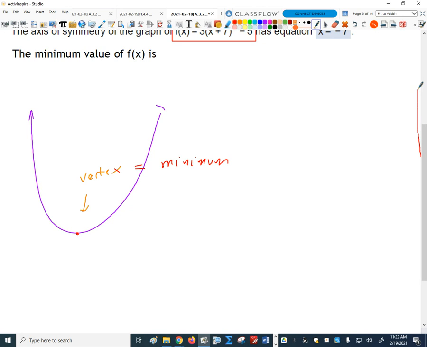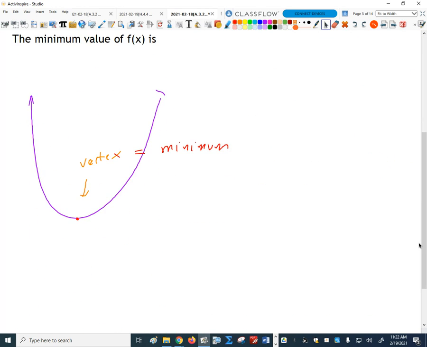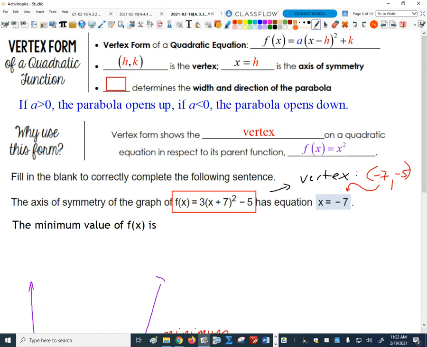Well, we know the coordinates of the vertex. The coordinates of the vertex are -7, -5, right? Well, that's got to be the lowest y value then, if that's the y value at the vertex, right? For this vertex down here, if the coordinates were -7, -5, then -5 is the minimum. Okay? So there it is.